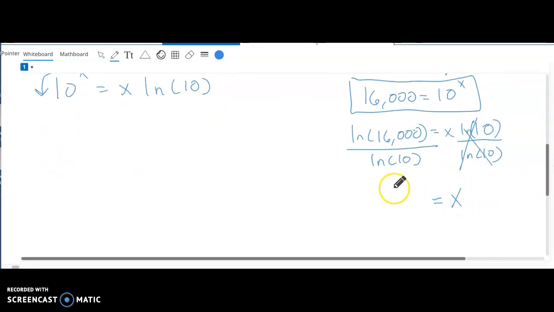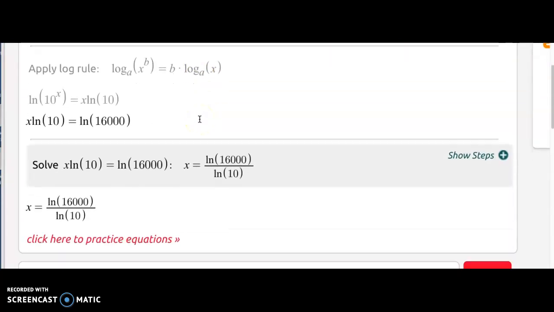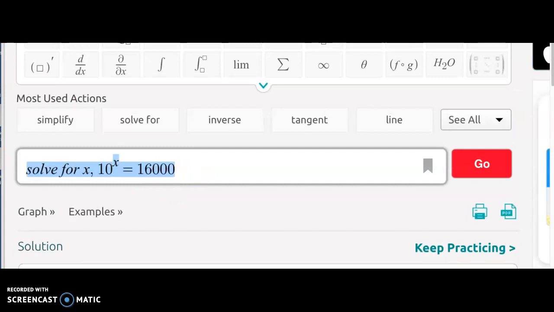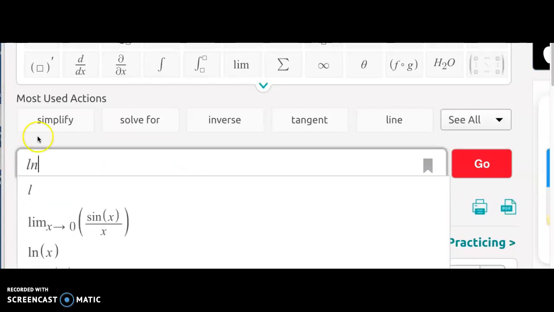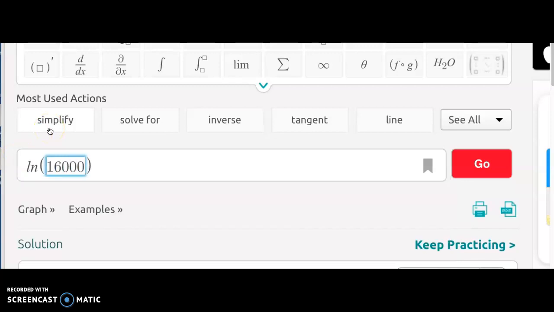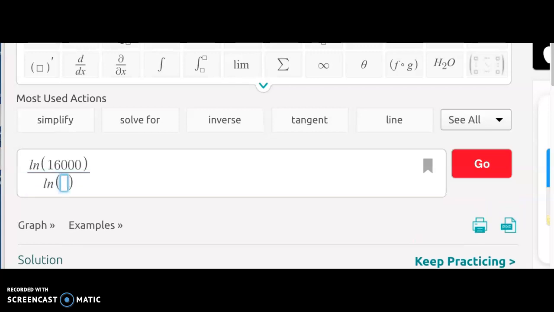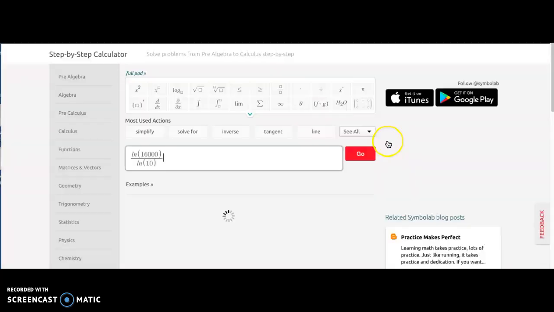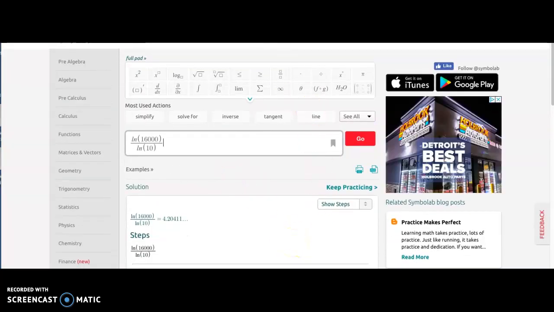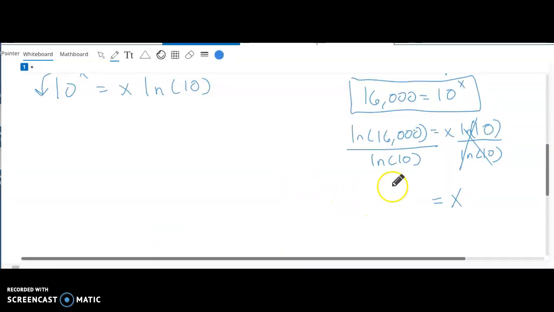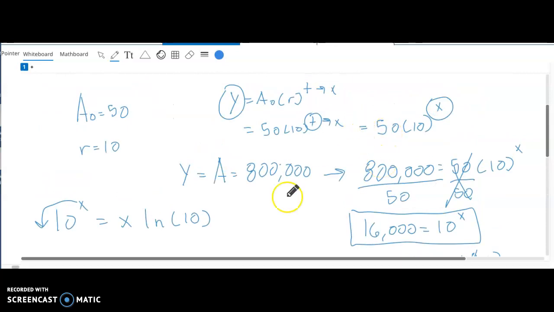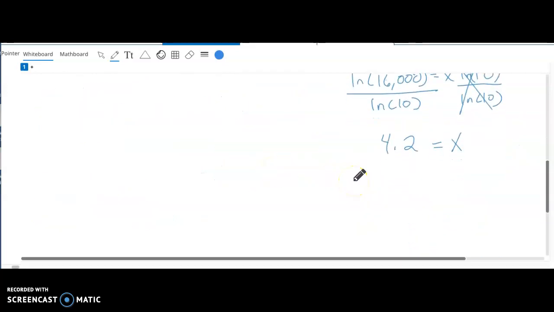X equals, put this in the calculator, ln of 16,000 divided by the ln of 10. So that's 4.2 days. So that's how many days it takes for it to go from 50 to 800,000. It takes 4 days. So that's the growth of it.